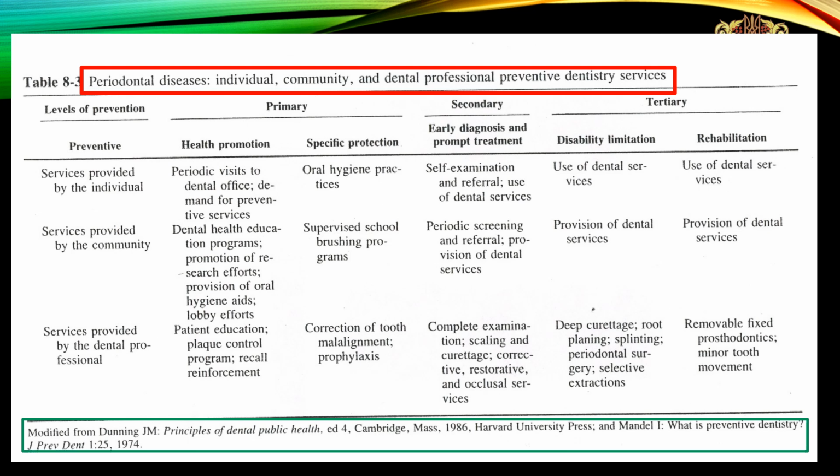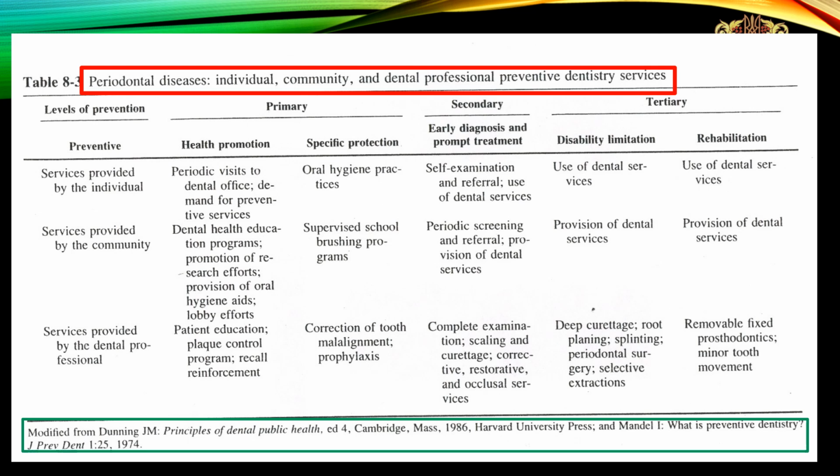Next main part, services provided by the community for prevention of periodontal diseases. In the primary level of prevention, for health promotion, we can do health educational programs, promotion of research efforts, provision of oral hygiene aids, lobby efforts, and specific protection for services provided by the community: supervised school brushing programs.